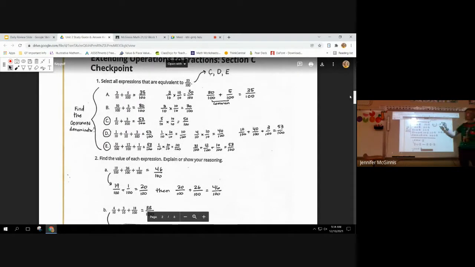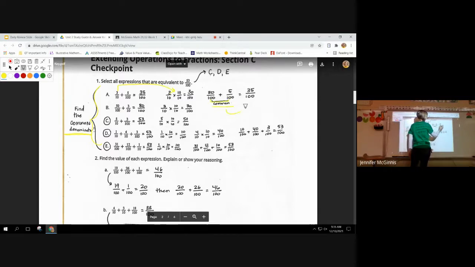Look here. I tried to make all kinds of notes here. I'm like, find the common denominator. Look here, 3 tenths. This is what we did, right? 30 hundredths. These things are common. That gives you 35 hundredths. This is your answer right here. C, D, and E. I tried to make this as detailed as possible while still making it make sense.